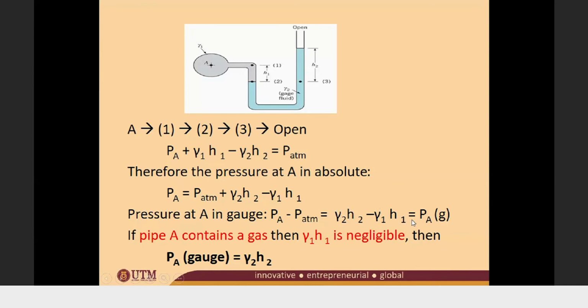Because PA minus P atm is PA gauge, PA gauge is just gamma 2 h2. This is for gas. If this is liquid, you cannot neglect gamma 1 h1. You can only neglect it if A is gas.